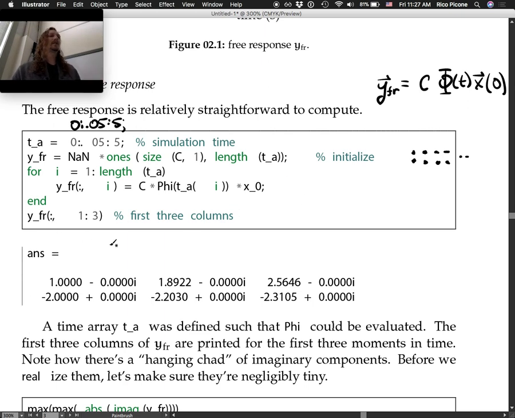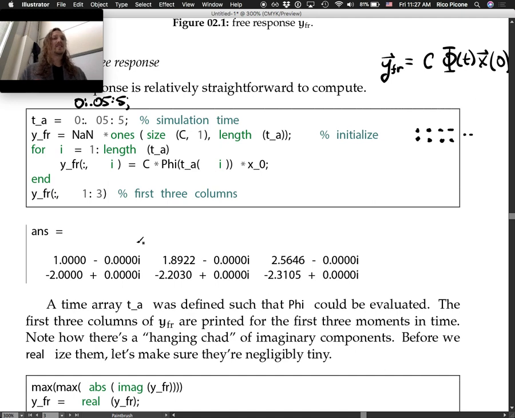Free response. I'm going to print it out. The spacing is weird again, but this is a colon and then comma, and then it's 1 through 3. So it's all rows and then columns 1 through 3. I want to print out. I just do this so that we can check to see what it looks like without being overwhelmed by 20 pages of output.